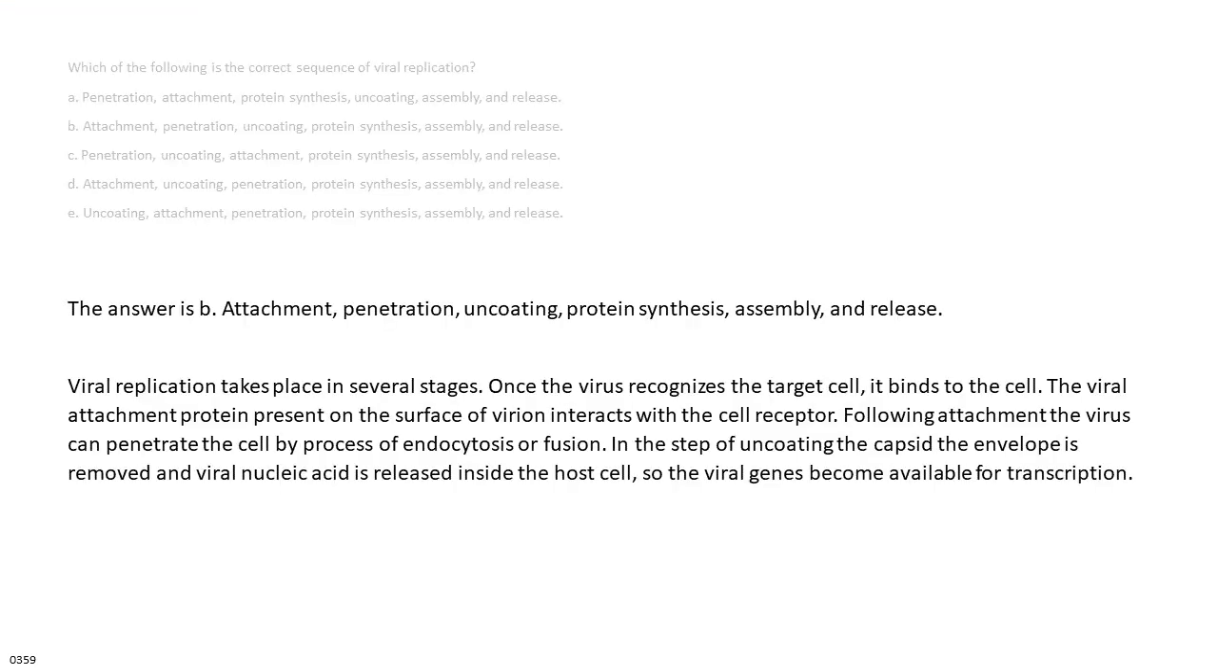The answer is B. Attachment, penetration, uncoating, protein synthesis, assembly, and release. Viral replication takes place in several stages. Once the virus recognizes the target cell, it binds to the cell. The viral attachment protein present on the surface of the virion interacts with the cell receptor. Following attachment, the virus can penetrate the cell by the process of endocytosis or fusion. In the step of uncoating, the capsid and envelope are removed and viral nucleic acid is released inside the host cell, so the viral genes become available for transcription.